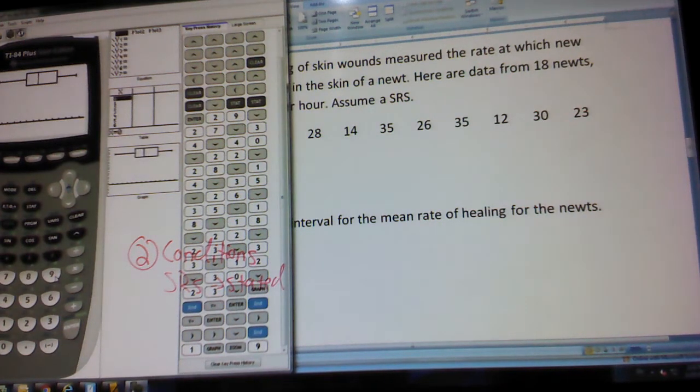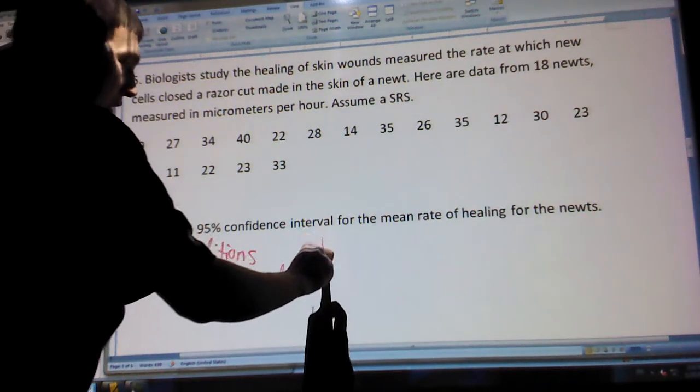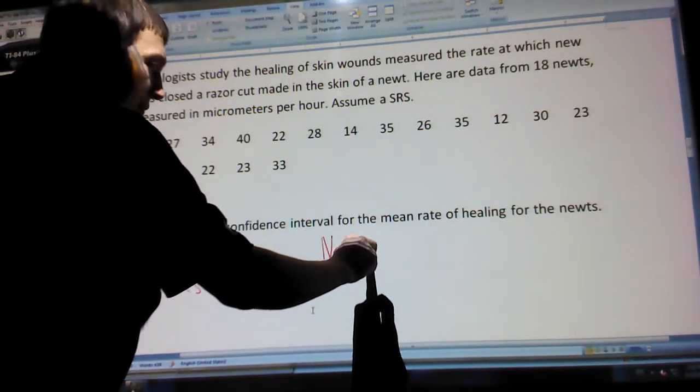Number 1, I'm looking to see if there are any outliers. That's the biggest thing. If it has an outlier, then I got major problems. If I have a sample size of 18 with an outlier, that causes major problems. But it doesn't, no outliers. So we want to state that, no outliers.